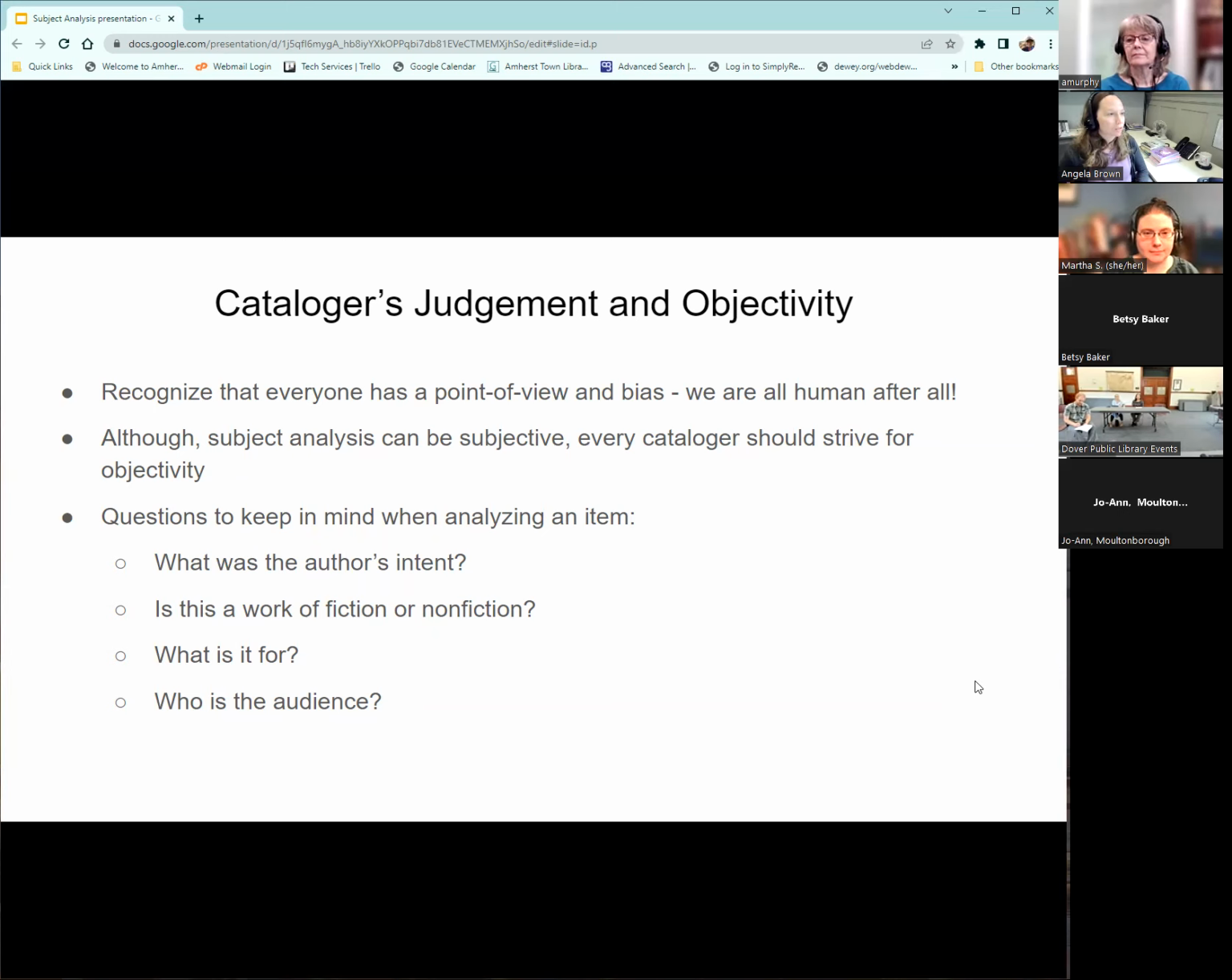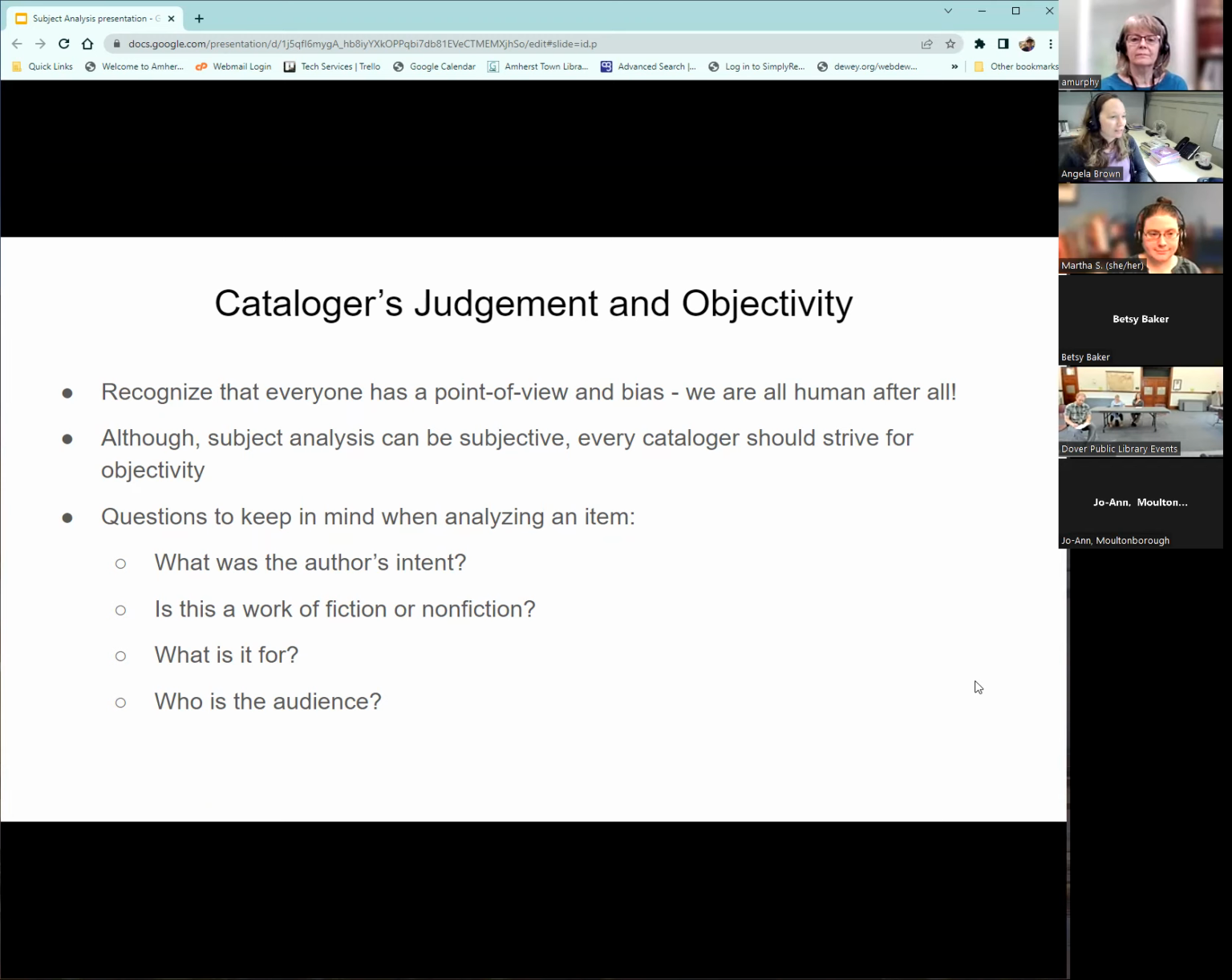Did the cataloger miss something because they might hold a bias towards the work or lack certain knowledge about it? Catalogers have a lot of power when it comes to assigning subject headings and classification notation. Are they intentionally leaving it out, for whatever reason? And although subject analysis can be subjective, every cataloger should strive for objectivity. Again, easier said than done.